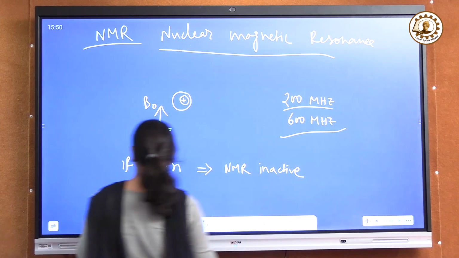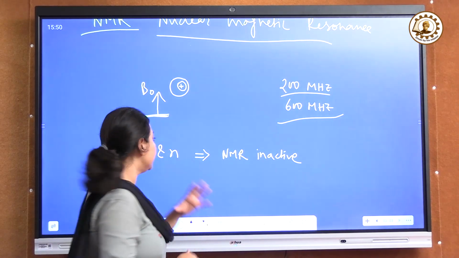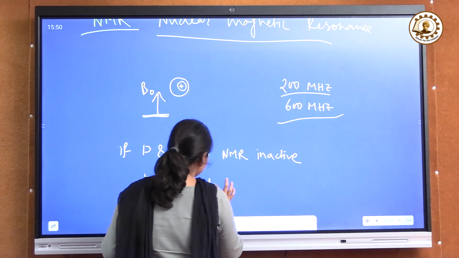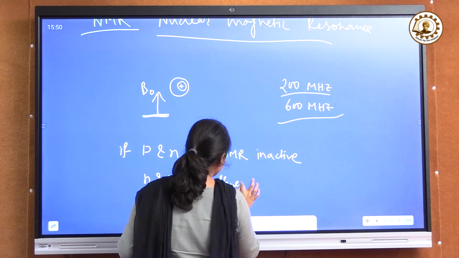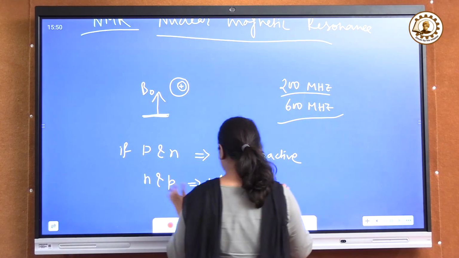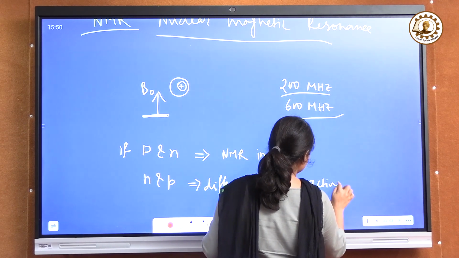NMR inactive. But if the numbers of neutrons and protons are different in case of any atom, then we can get the NMR signal, and that atom is known as an NMR active atom.